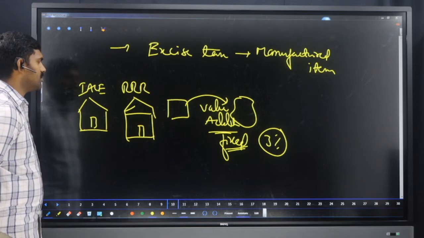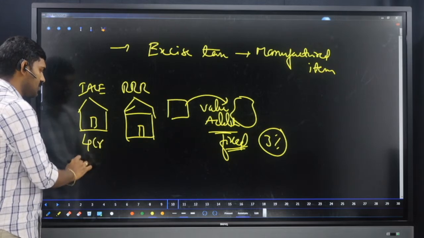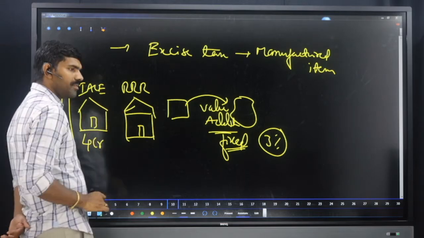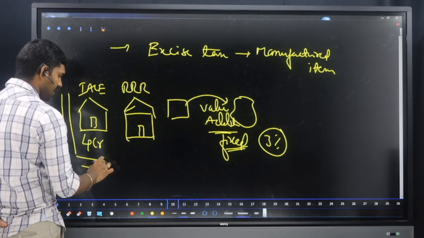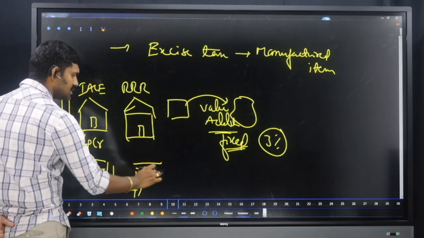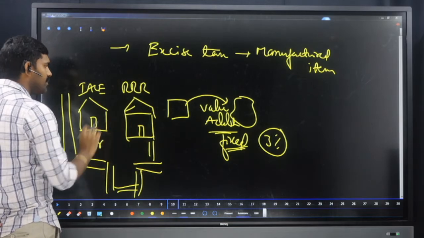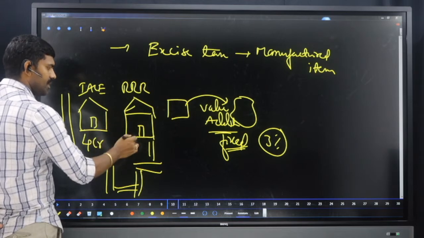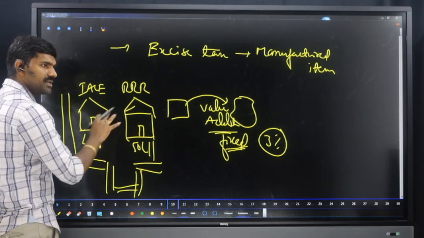Now the value of the IAC property, let's say 4 crores, because it is very close to the highway. But your property is inside. From the highway you need one more road, and again one more road, and from there your property comes. Very inside. Because of being inside, maybe your property, same size building, is costing only 50 lakhs. The size is the same, but the value is less.